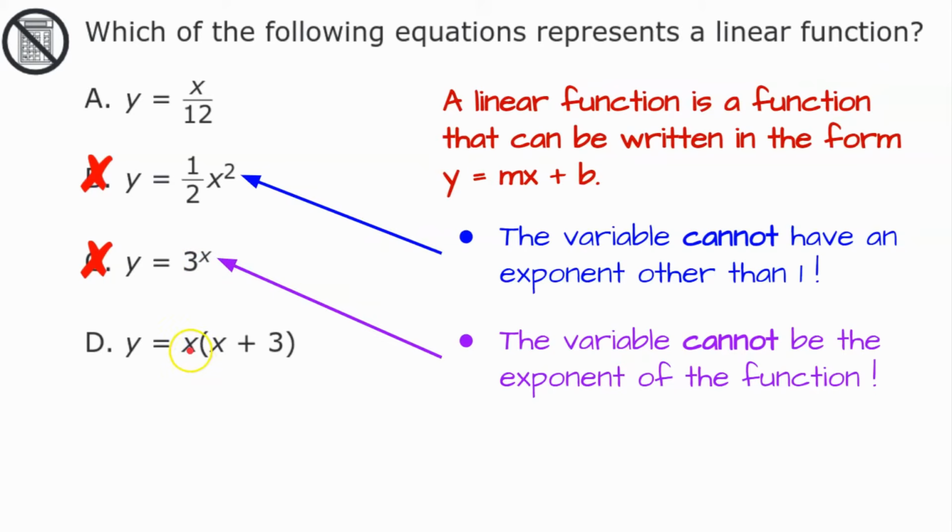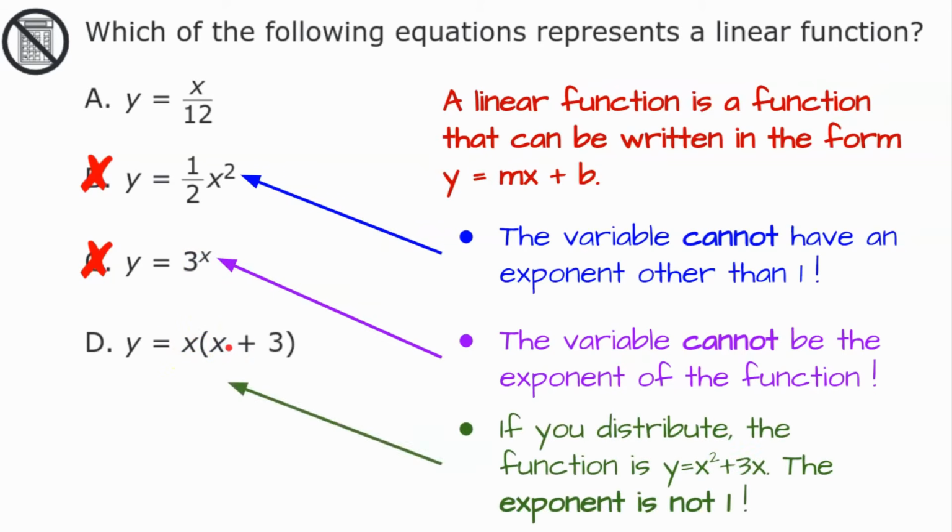And D, if I distribute the x times x is x squared, and therefore the exponent is not 1, and it cannot be a linear function. So because I can rule all of these out because of the exponents, I know that A has to be my linear function.